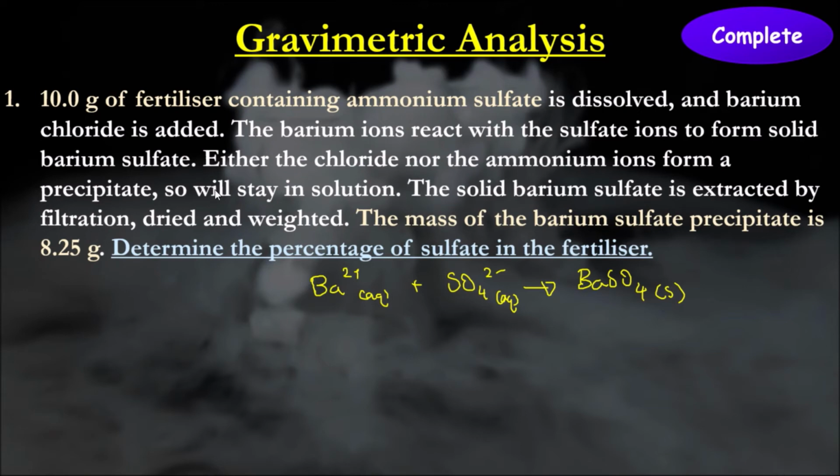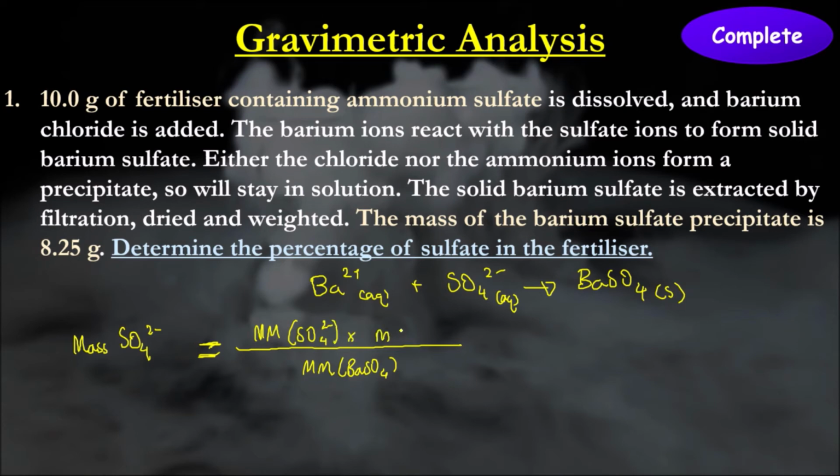Okay, so the next step is to determine the mass of our sulfate ions. Okay, and that can be done with the following equation. We want the molar mass of barium sulfate. Okay, we want the molar mass of our sulfate ions. And then we want to times that by the mass of the compound.